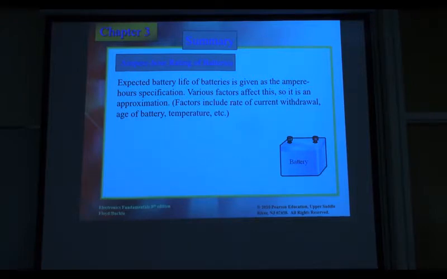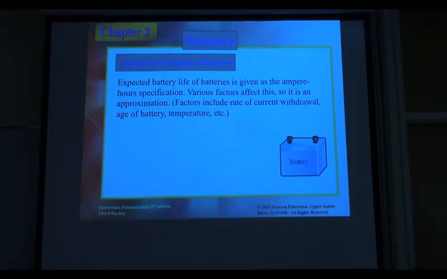But once you buy this 100 Ah battery, can you really get 100 amps times hours? Not necessarily. The capacity depends on a lot of factors, for example, the rate of current. If you use a small current, 1 ampere, you can get 100 hours, supposedly. But if you use 10 amperes, theoretically you can get 10 hours, but most probably you cannot.